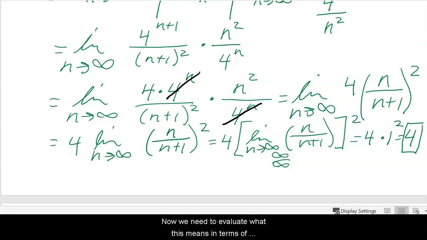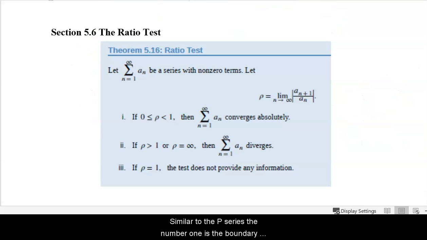Now we need to evaluate what this means in terms of the ratio test. Let's go back and review the rules for the ratio test. Similar to the p-series, the number 1 is the boundary between convergent and divergent things. Unlike p-series, however, they're in the opposite direction. For a p-series, if p is 1 or less, then it diverges, but if p is greater than 1, it converges. The ratio test is the opposite relationship.